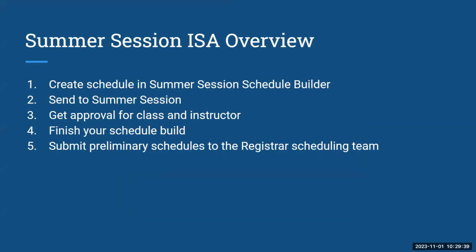All right, so this is the overview of how the process works in the ISA. Create your schedule, your big structure of the schedule, not all the details, in the summer session schedule builder. Send that to summer session, and wait for approval for the classes and instructors. Finish your schedule build. 3 and 4 absolutely happen at the same time. And then finally, by the end of the registrar deadline, or in this case, January 16th of next year, submit your preliminary schedules to the registrar scheduling team. So we're going to go through this in order.